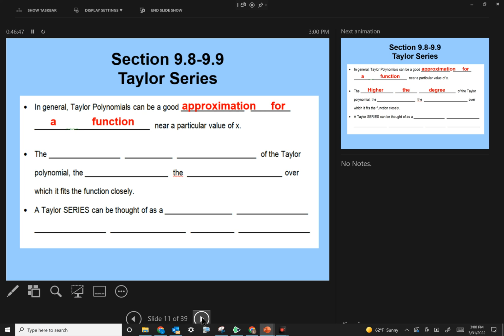It can be a good approximation for a function. All right.